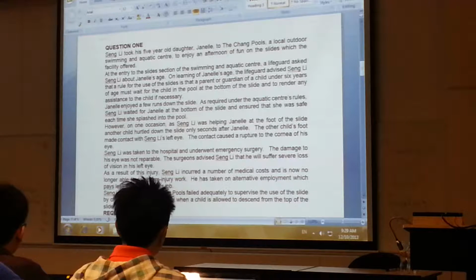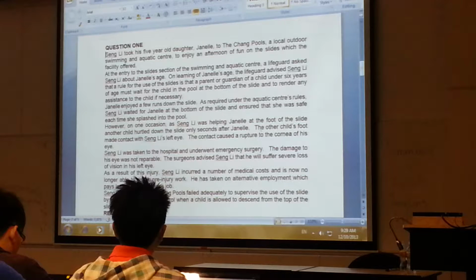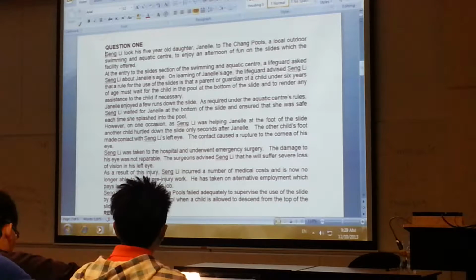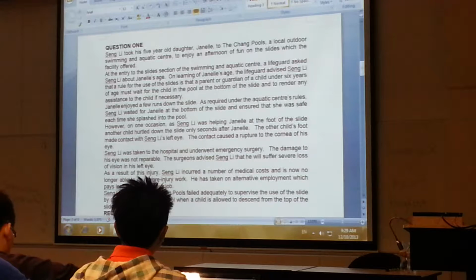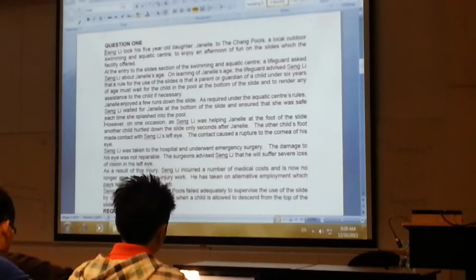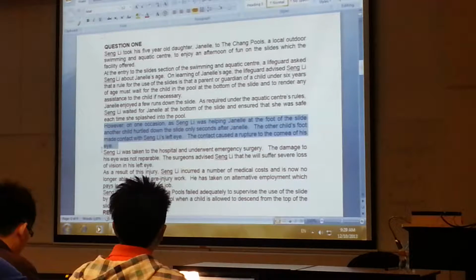Janelle enjoyed a few runs. Right? On one occasion, when Sing Lee was helping Janelle at the foot of the pool, another child hurtled down the slide, and only seconds after, the other child's foot made contact with Sing Lee's left eye and caused a rupture of the cornea. So this is where the problem starts.